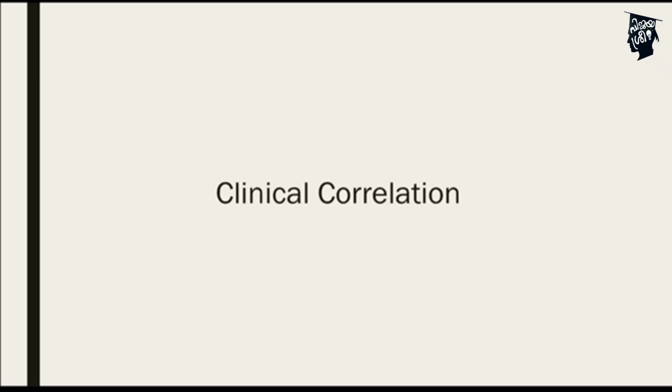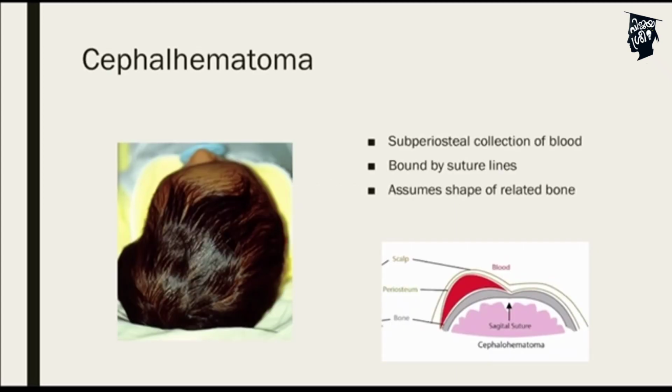Next, let's talk about the clinical correlation. First, we'll be discussing cephalhematoma. A hematoma is a collection of blood. Cephalhematoma is a subperiosteal collection of blood. Now, to understand this condition, let's recall the 5 layers of the scalp. The 5th layer is the periosteum, under which we have the bone, the skull. So, cephalhematoma is a subperiosteal collection of blood.